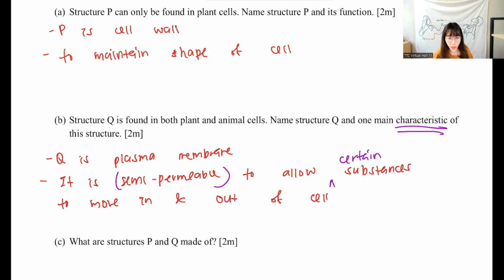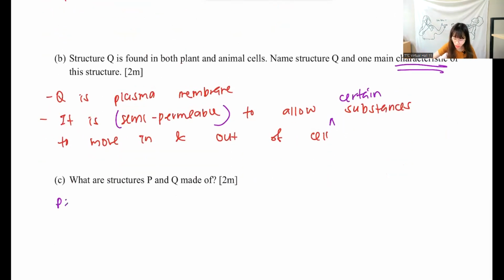Okay, what are structure P and Q made of? P is a cell wall. Cell wall is made of a sugar that is not sweet. We call this as cellulose. Very good. So P, just write out, P is made of cellulose. So Q, plasma membrane, is made of 2 things.